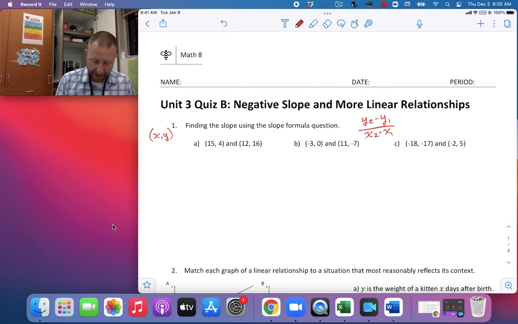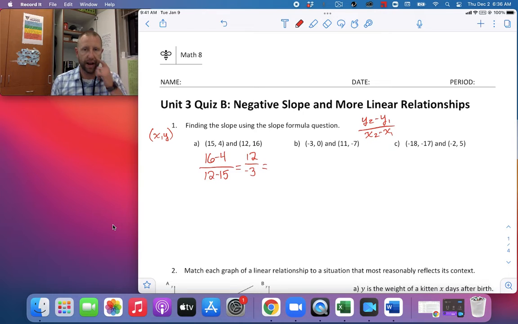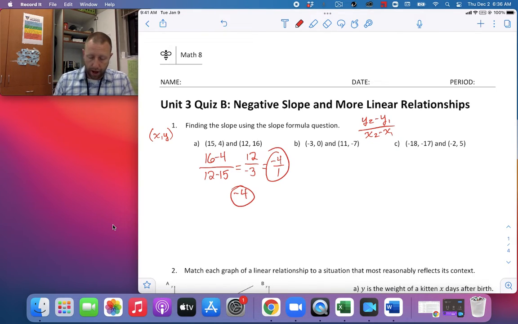So I'm going to do for this A problem 16 minus 4 over 12 minus 15. Now 16 minus 4 is 12. 12 minus 15 is negative 3, and then that can be simplified. I didn't count it wrong if you didn't simplify, right? But we always need to simplify. So simplified, because 3 goes into both of these, that would be negative 4 over 1. That's it. I would have even counted just plain old negative 4. That would have worked too, because we know to make any whole number into a fraction, you just put it over 1.